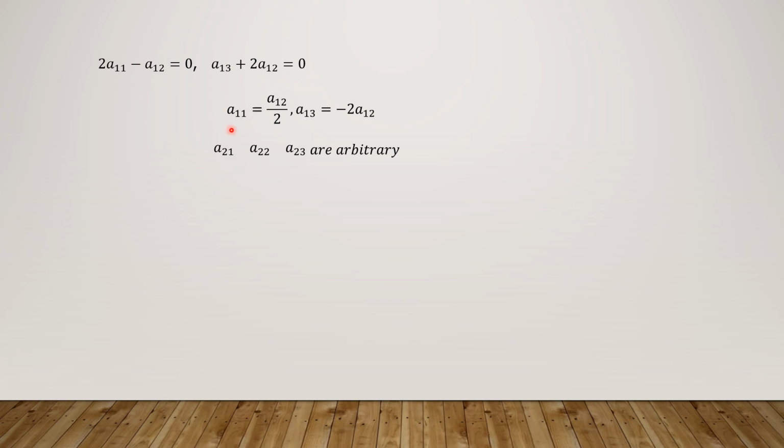So from the first equation, you can write A11 as A12 by 2. A13, from the second equation, is minus 2A12. And we can't write any relation for the remaining elements of X, that is A21, A22, A23. So we take these elements as arbitrary values. Therefore, our N of T has first row A12 by 2, A12, minus 2A12, and the second row as it is, A21, A22, A23. This is the null space N of T.